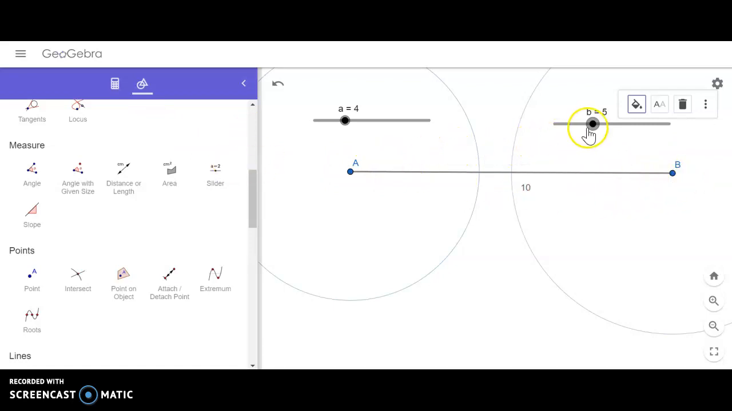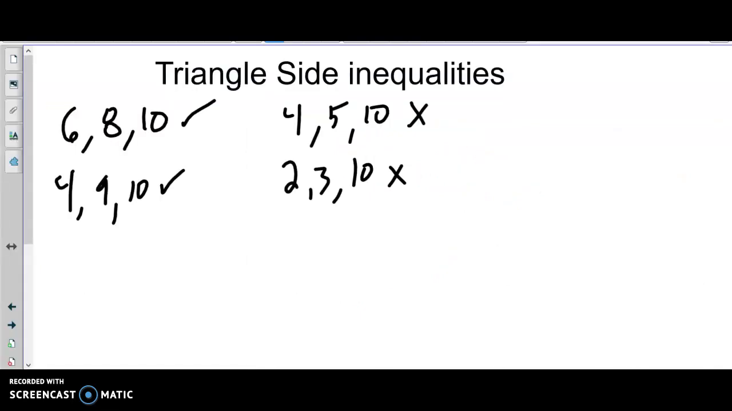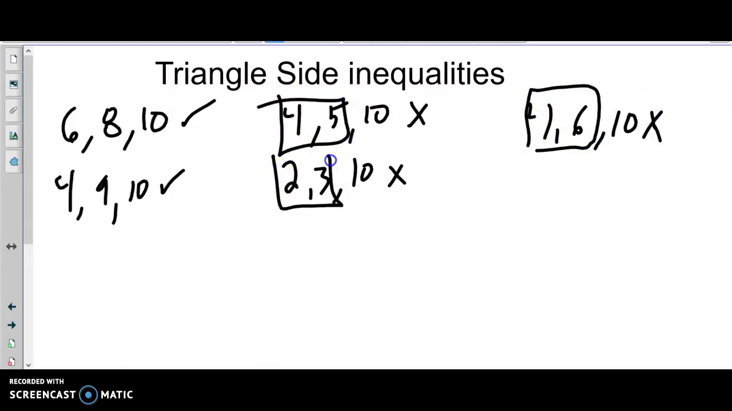But what we can also see is that if I make 6 and 4, that makes 10. I get one intersection point, but that doesn't make a triangle. So I also want to look at the fact that 4, 6, 10 does not make a triangle. These two add up to 10. These two are under 10. These two are under 10.